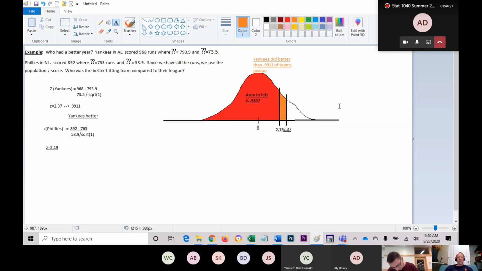So really, if you look at it, 98 to 99, Yankees and Phillies, there's not much of a difference. Less than 1% of a difference between them. Both of them are really good hitting teams. It's just the Yankees did better in a better hitting league than the Phillies, but honestly, they're both really good. But of course, the Red Sox are the best. Okay.